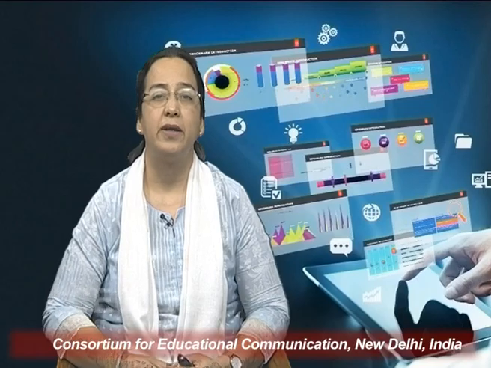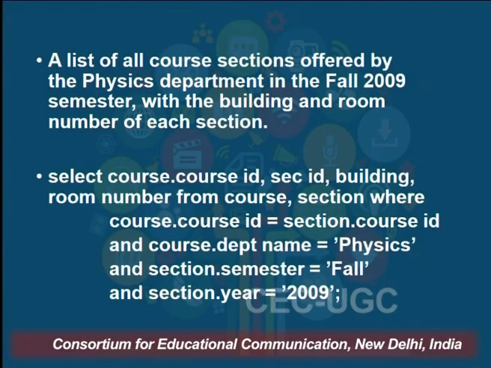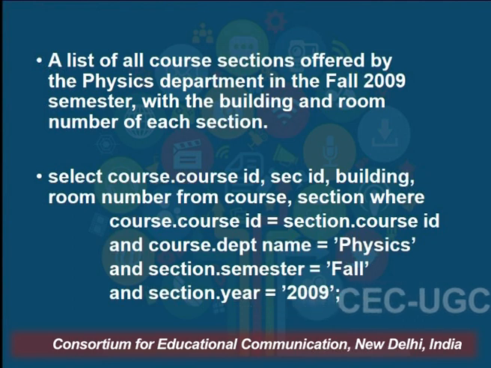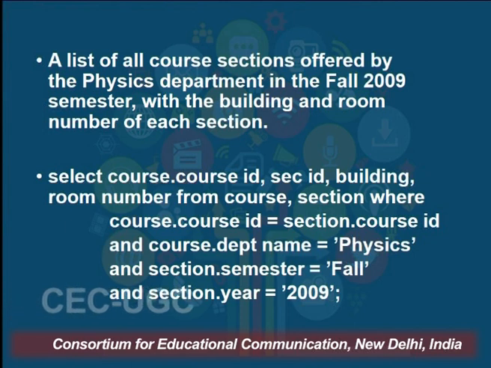We want to see a list of courses, using the example we started from the beginning, that is the university database. So in it, a list of all course sections offered by the physics department in, let us say, the fall 2009 semester, with the building and room number of each section. Now this is not available in one of the relations, but is going to come from two relations: one is the course and another one is the section.